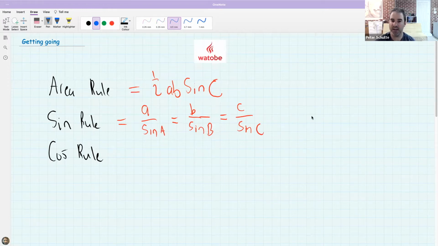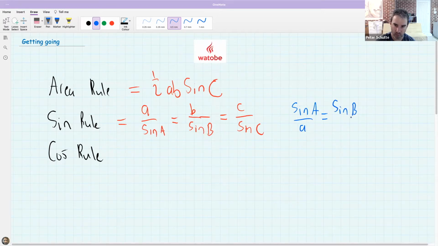However, if you are looking to find an angle, can we mute all their level, please? Cool. If you're trying to find an angle, then we would generally start by writing it like that, with the angles on top. Okay, so that's the area rule, the sine rule, and then the cos rule.